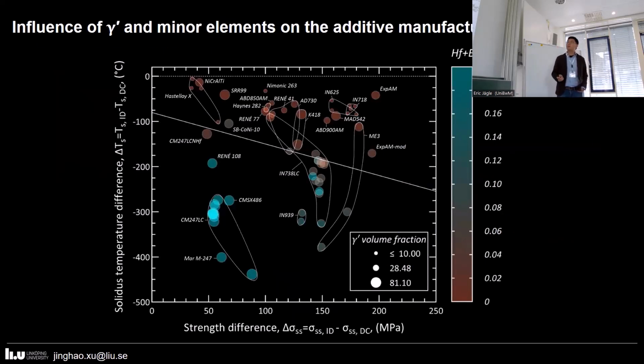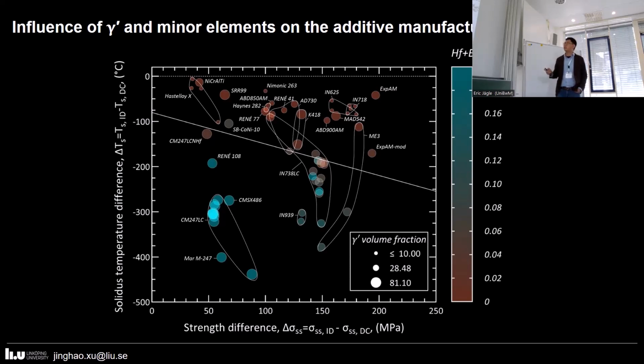And for the influence of gamma prime and minor elements on this additive manufacturability, I put this diagram with different colors and bubble sizes. You can see the size of the bubble indicates the gamma prime volume fraction at the equilibrium state. For example, the EXPM from Carpenter has a very high gamma prime amount, and it can be printed in a very good, crack-free condition. And the CM247 still has a very high amount of gamma prime, but it cannot. That means there is not a very large dependency of the gamma prime amount on this printability map.